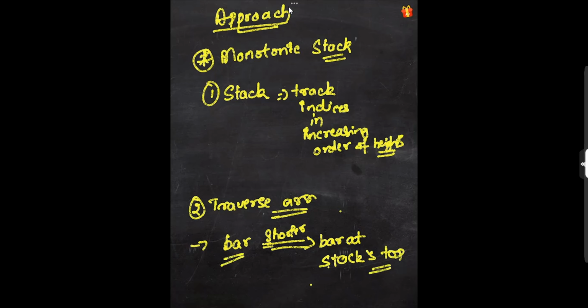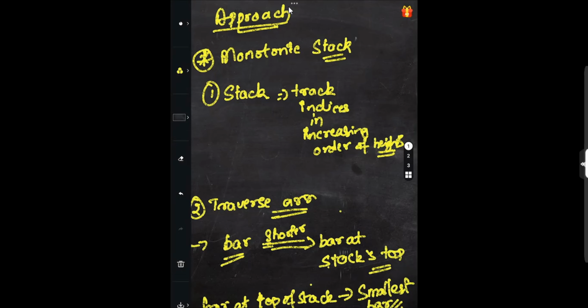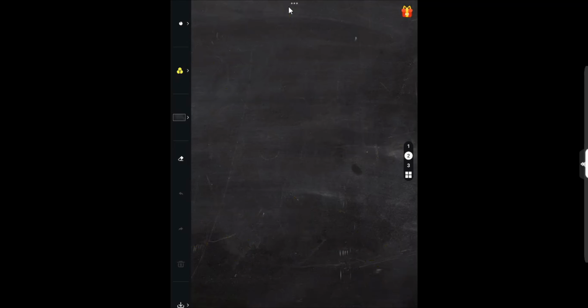we calculate the area of the rectangle with the bar at the top of the stack as the smallest bar. We are considering this one as the smallest bar. This is very important, and you'll understand it very clearly when we write the code. So this will be the second step.